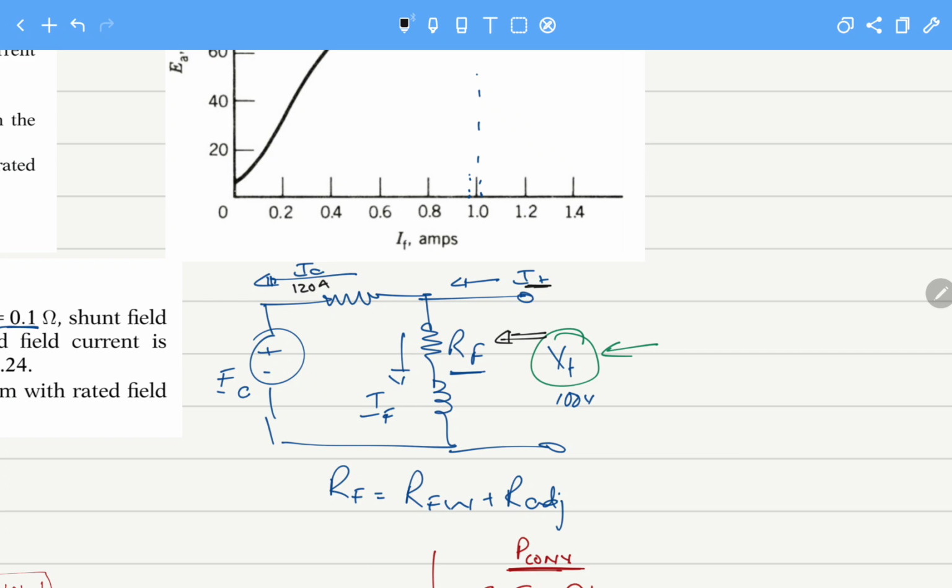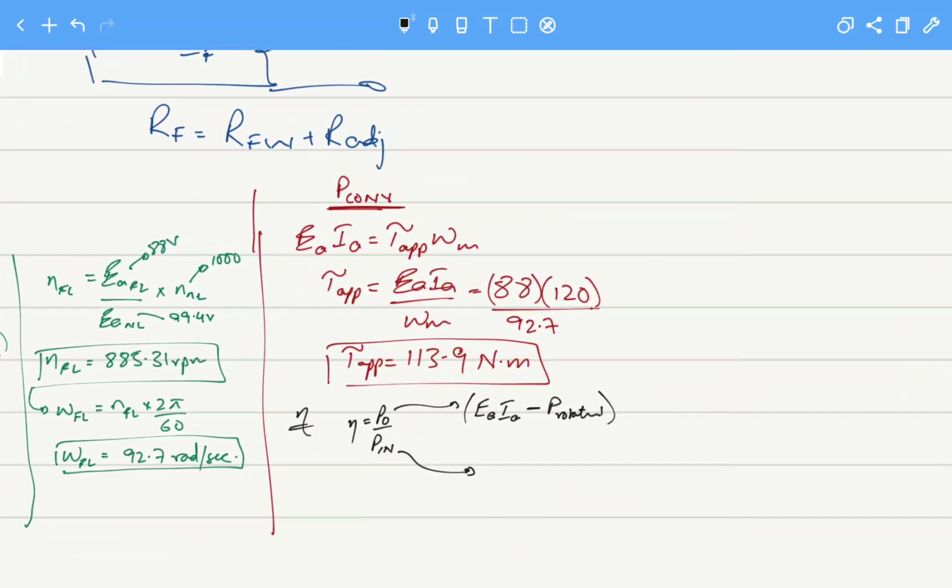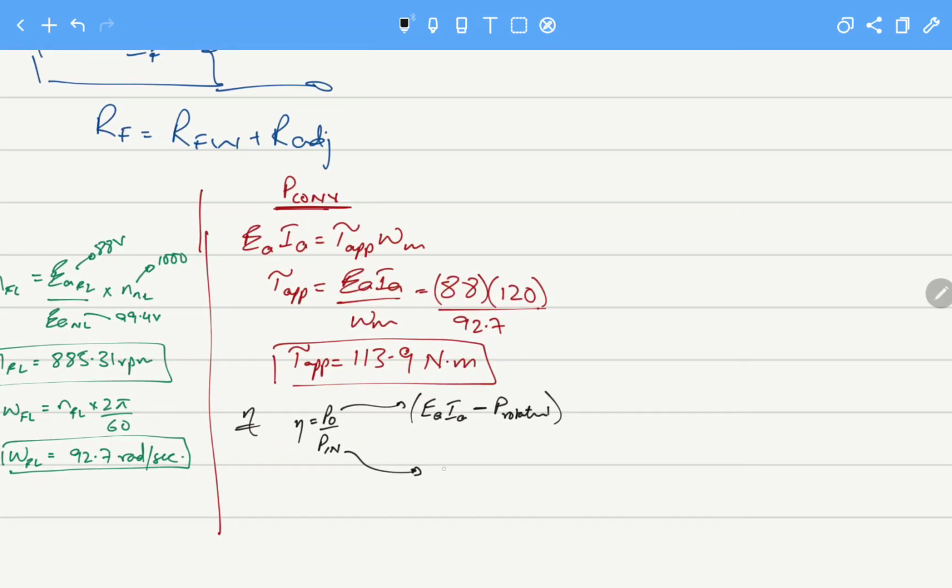So the power that is input, P in, is actually VT into IT, where IT equals IA plus IF. This should be clear to the students. And what is IF? IF we have calculated was 0.9. So VT into IT is the input power to the motor.